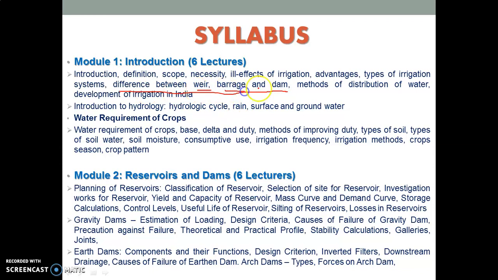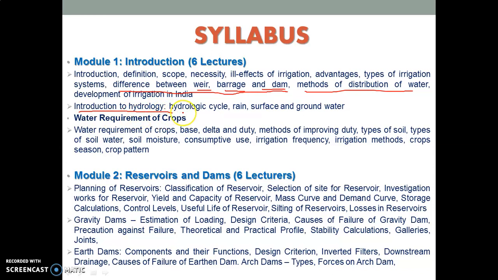We will study just the basics. These weirs, barrages and dams are covered extensively in the next units, so in this unit we'll just see the basics of them. Then next we'll see the methods of distribution of water and the development of irrigation in India. The next part of this module is introduction to hydrology. Hydrology is a separate module in this course; it is the fifth module.